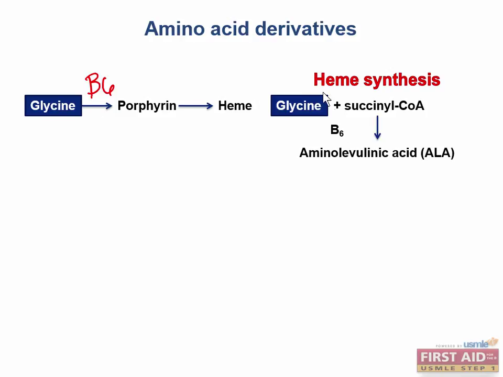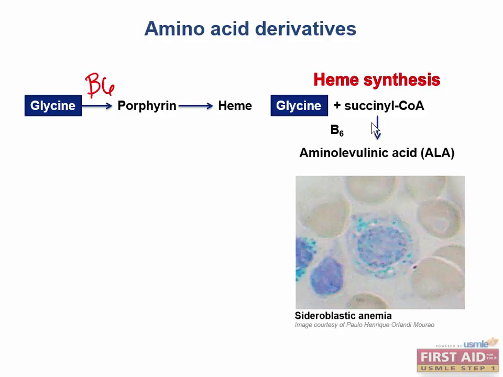So the first step of heme synthesis is going to be the combination of glycine and succinyl-CoA by the enzyme ALA synthase. This will make your molecule of delta aminolevulinic acid, and this is going to be your rate-limiting step of heme synthesis. This is going to require vitamin B6 in the process. So this is why, with a deficiency of vitamin B6, you're not going to be able to proceed with the very first step of heme synthesis, and that'll lead to your sideroblastic anemia.